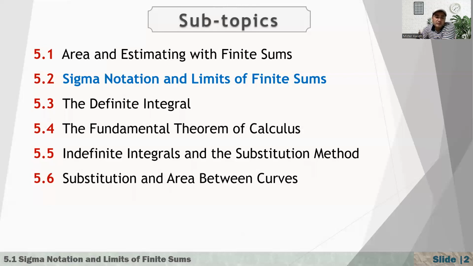So today we are going to talk about sigma notation and limits of finite sums. How are we going to use sigma notation? Sigma notation is just a very compact way of representing the sum. And after that, limits of finite sums. And after getting the taste of this definite integral, we are going to give the definite integral definition. After that we are going to see a few examples, maybe 2, 3 examples.